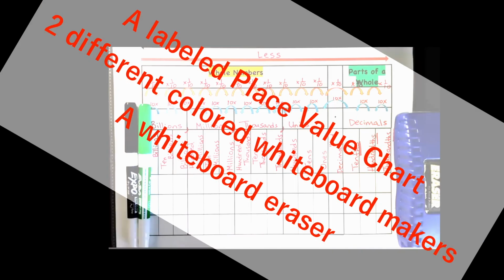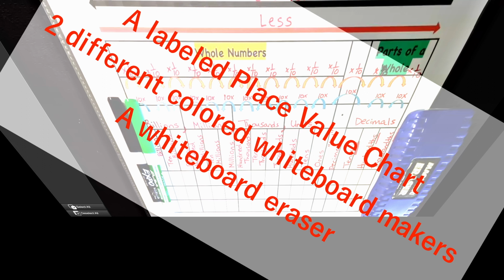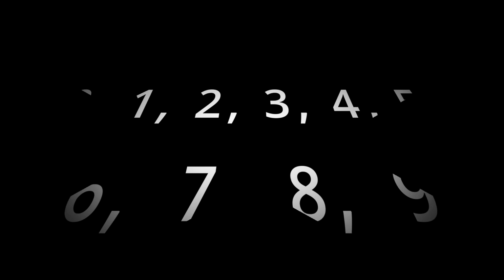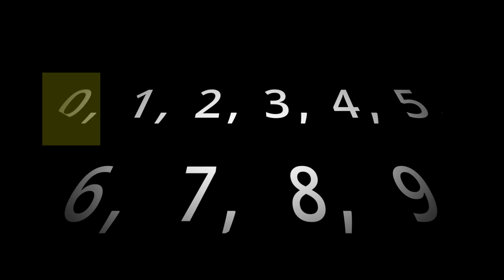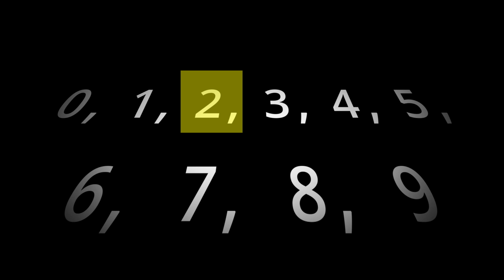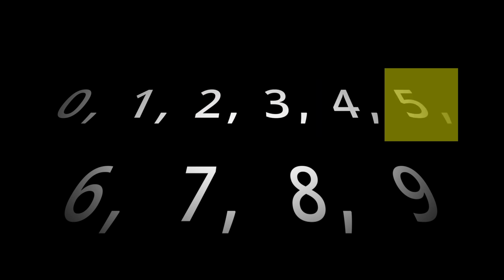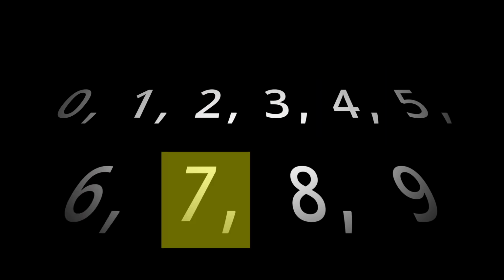For our activity today, you will need a labeled place value chart, 2 different colors in whiteboard markers, and a whiteboard eraser. The digits in our base 10 number system are 0, 1, 2, 3, 4, 5, 6, 7, 8, and 9.